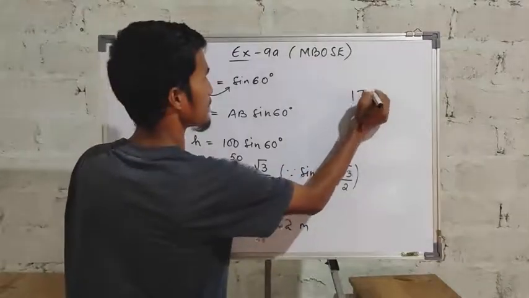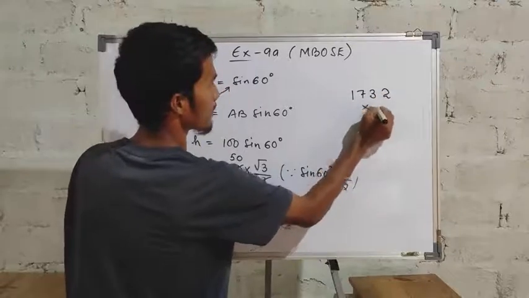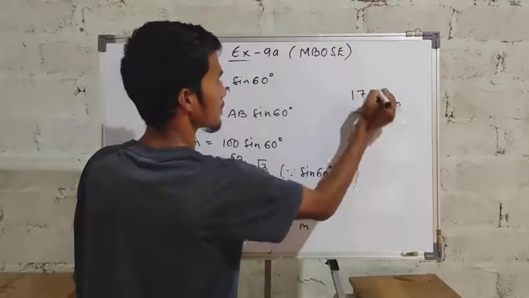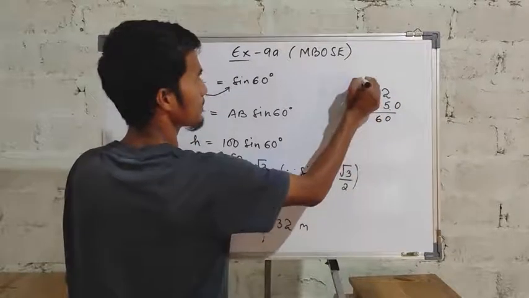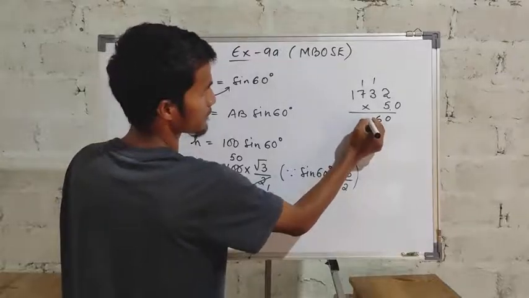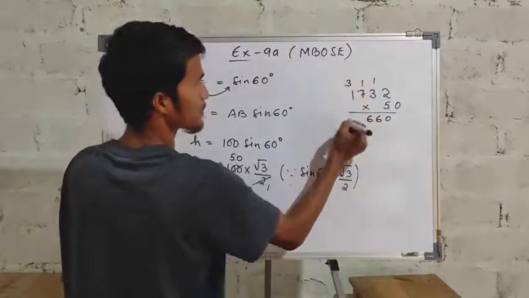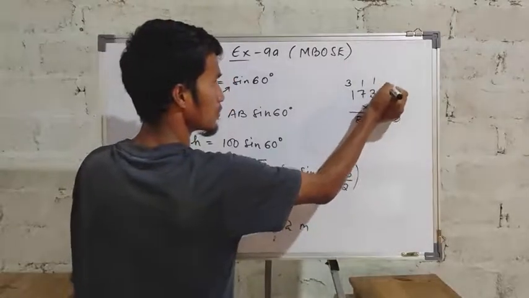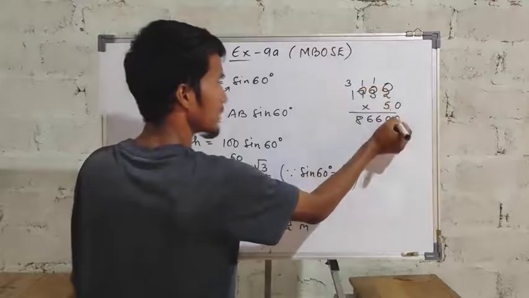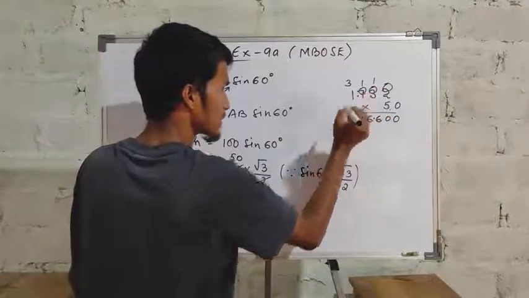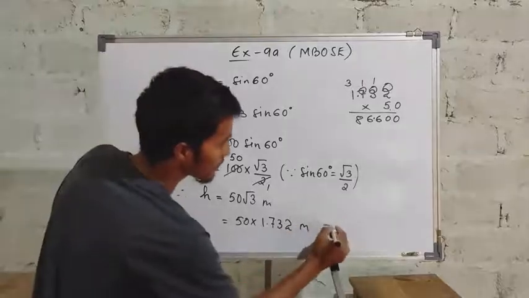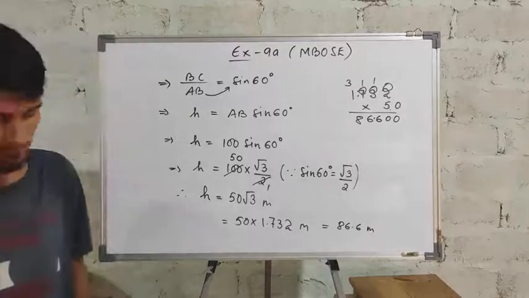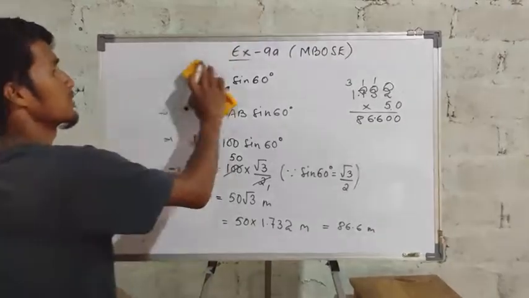Okay, 1732 multiplied with 50. 5 into 2, then 5 into 3, 15, 16, then 5 into 7, 35, 35, 36. 6, then 5 into 1, 5, 8, then with this 0, then 1, 2, 3, because the decimal point is here. Then we got 86.6 meter is the height of the kite from the ground.